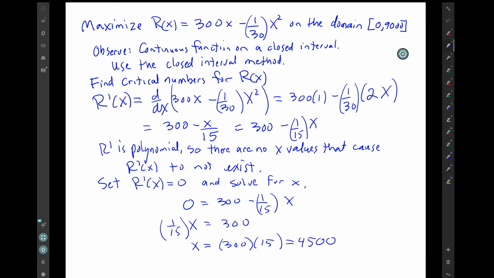So there's our only critical number. And notice that that is in our interval. So now we make a list of the important X values and the corresponding values of revenue. We'll do that on the next page.